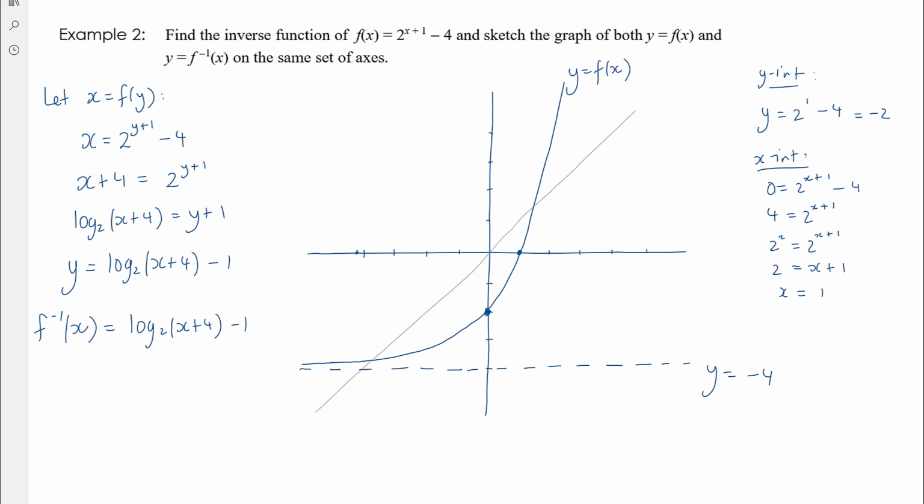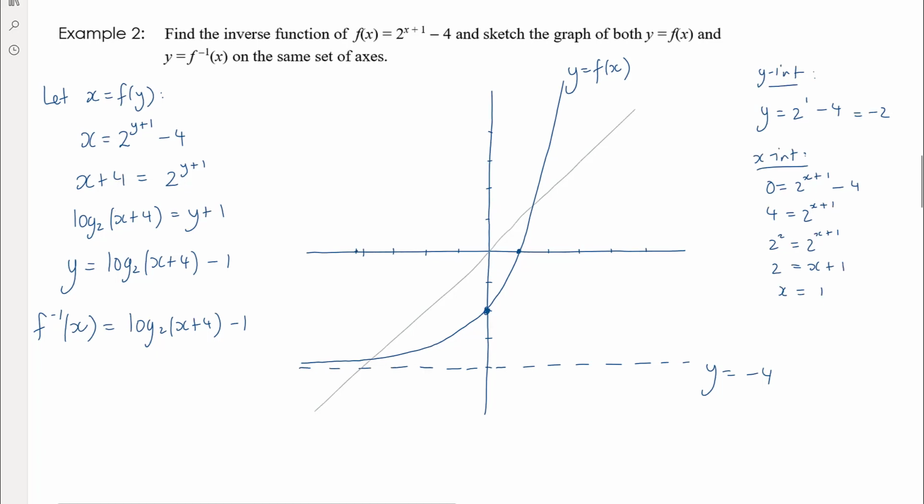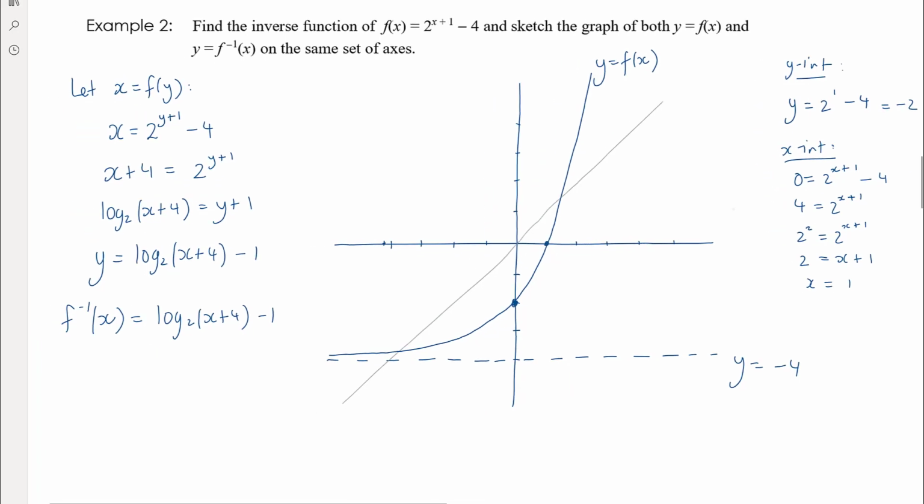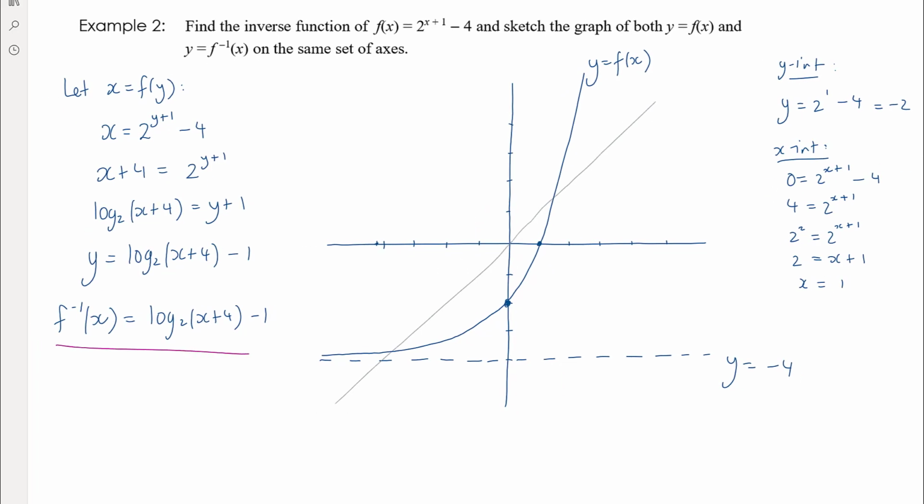So when you're going to draw two graphs on the same axes, make sure that you label them, which one's which. So I'm going to change my pen color here to draw the other one. So the inverse function, you shouldn't need to be looking at this equation to draw it. Okay, if your original function had an asymptote when y equals negative 4, your inverse function has an asymptote when x equals negative 4.